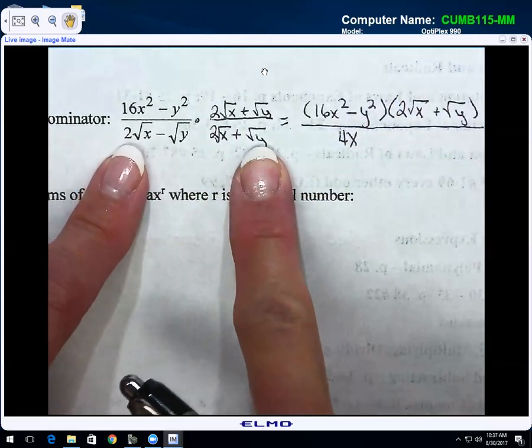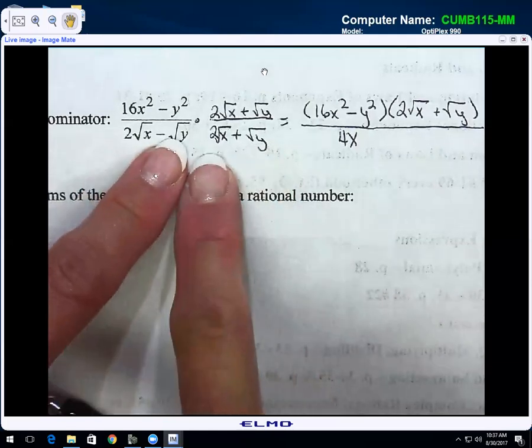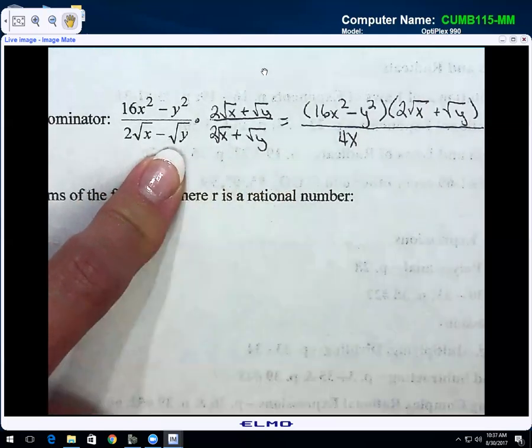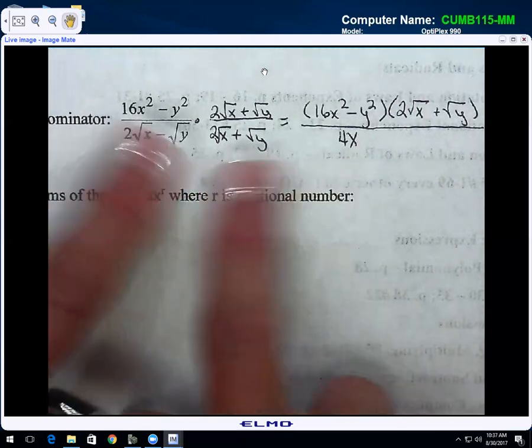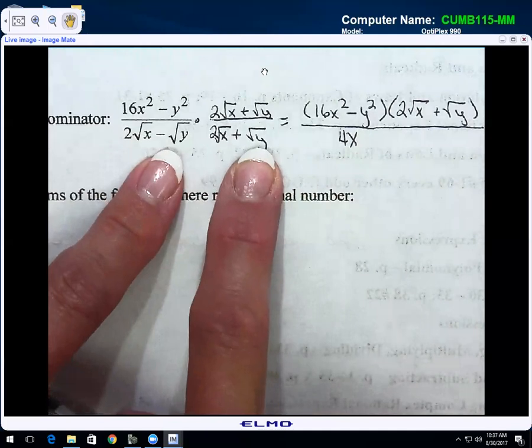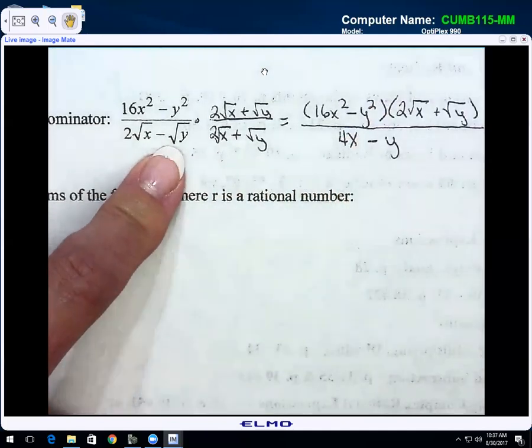Outer would be ugly, positive 2 square root of xy. Inner would be negative 2 square root of xy. So again, those cancel. Those give me 0. That's why I multiplied by the conjugate, so the outer and the inner would give me 0. Last is going to be minus what? Minus what?